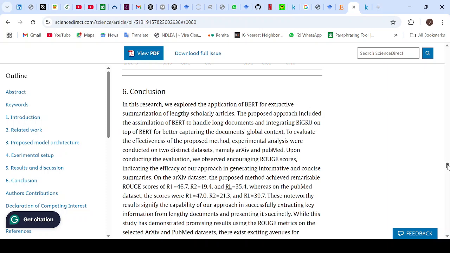To evaluate the effectiveness of the proposed method, experimental analysis were conducted on two distinct datasets. Namely, these are the two datasets that are used, arXiv and PubMed. Upon conducting the evaluation, we observed encouraging ROUGE scores, indicating the efficacy of our approach in generating informative and concise summaries. So this is another summary of what they did.